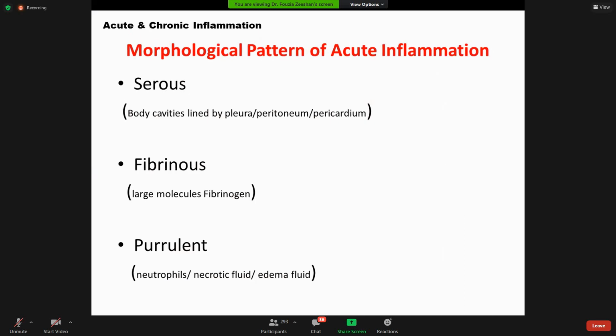Like the morphological pattern of acute inflammation. So far we have studied the chemical processes that occur during acute inflammation, but now what are the morphological patterns? It is divided into three. Serous, where the body cavities, that is the pleura, peritoneum, and pericardium, are lined with serous fluid. Then fibrinous, in which there is a large quantity of fibrinogen. And then purulent, or pus, where there is formation of abscess, with an increased quantity of neutrophils, necrotic fluid, and edema fluid.